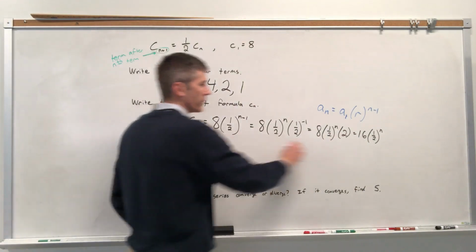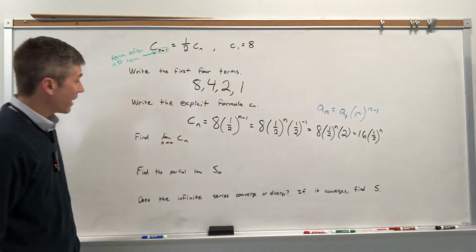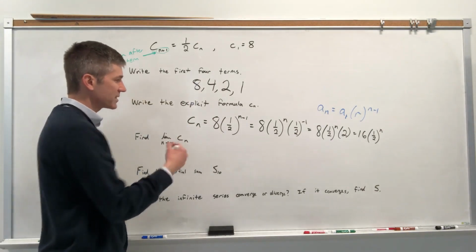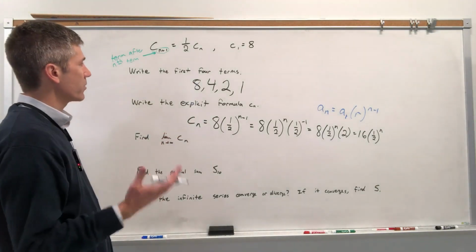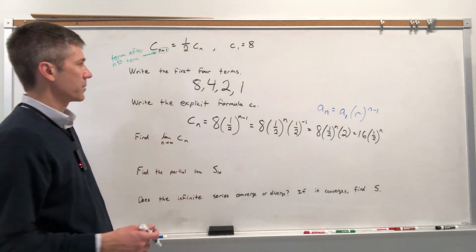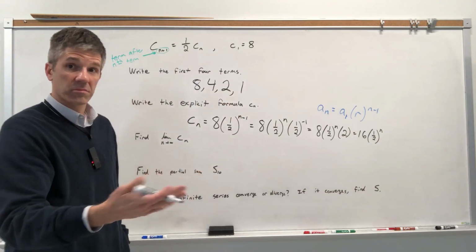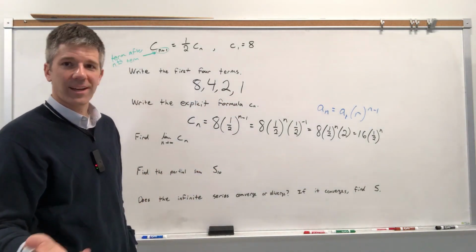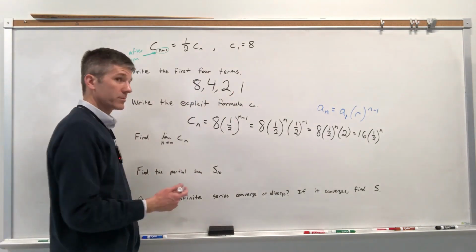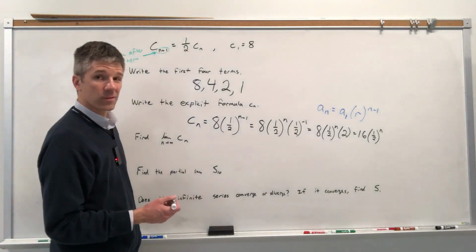This is acceptable. These are just sloppy, but they're acceptable. Okay, find the limit as n approaches infinity of c sub n. So what's the pattern? This is where you just start thinking, well, if I had to write this all day, what would I end up getting? What would I approach? 8, 4, 2, 1, 1/2, 1/4, 1/8, 1/16, 1/32, stop and think, 1/64. What are these numbers approaching? They're approaching 0.